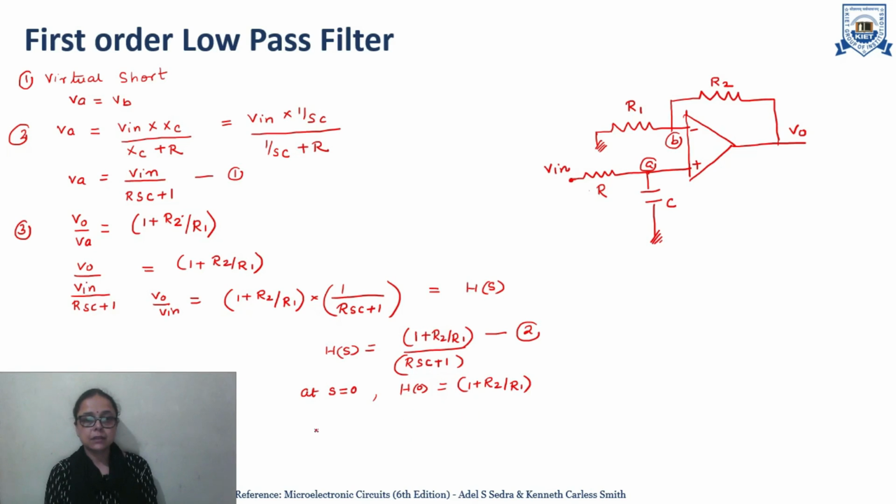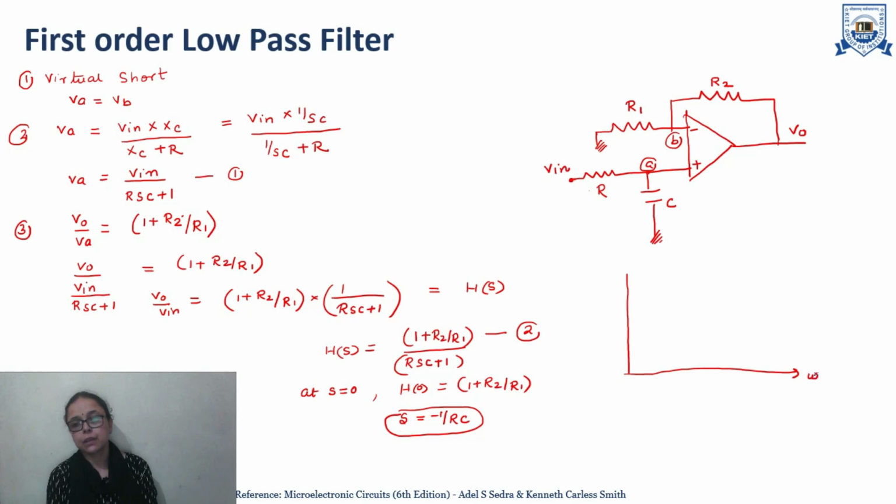The pole is given by, if we put the denominator as 0, so the pole of the filter is given by minus 1 upon RC. This is the pole frequency of the filter. So, if we draw the graph for this filter, this is the x axis, that is omega, and this is the gain of the filter. At s is equal to 0, the gain is 1 plus R2 by R1, means it will start from this point and this gain is 1 plus R2 by R1.